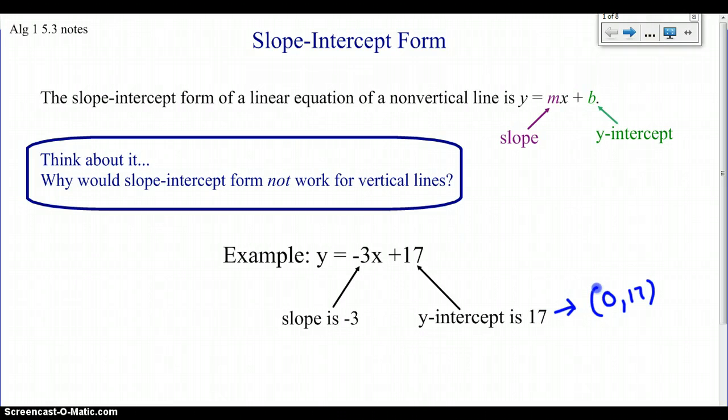Okay, one more thing, I skipped over it, but it says over here to the left, think about it. Why would slope-intercept form not work for vertical lines? If you look just below this video, there's a form for you to answer that question. I want to hear your thoughts about that topic. Why would vertical lines not work with slope-intercept form?